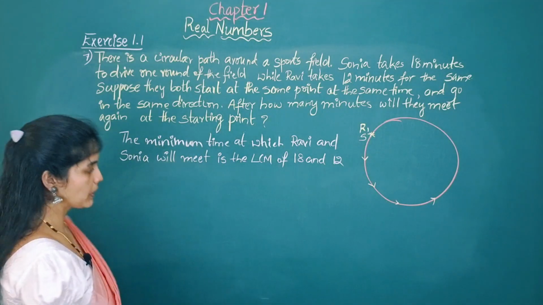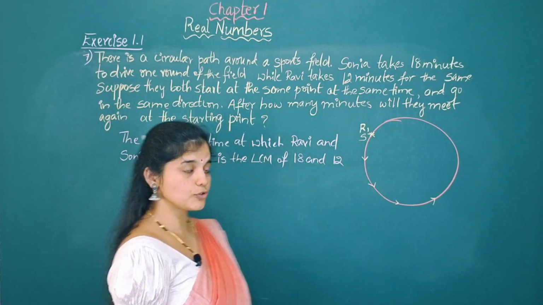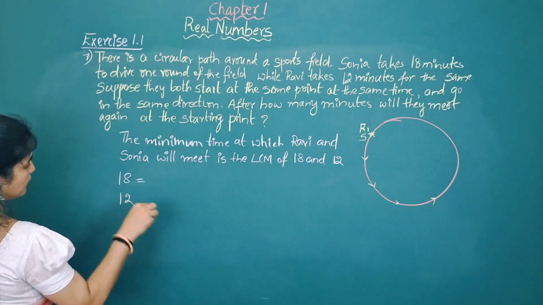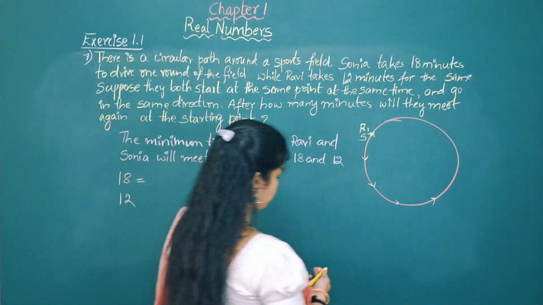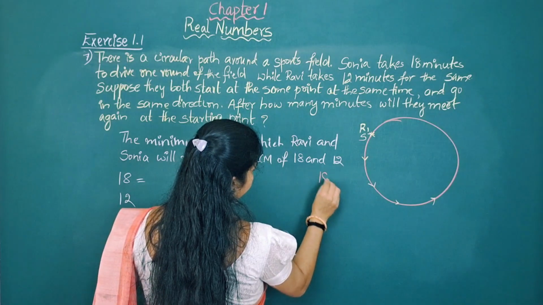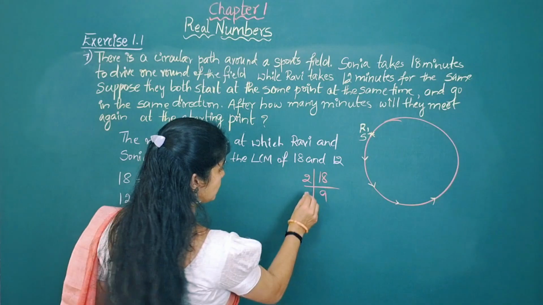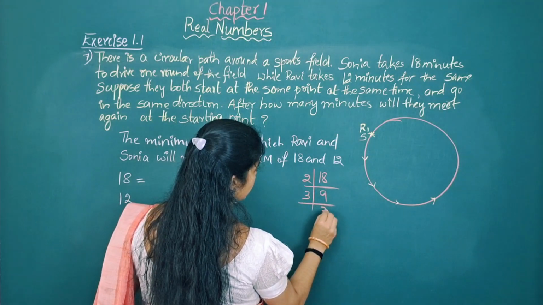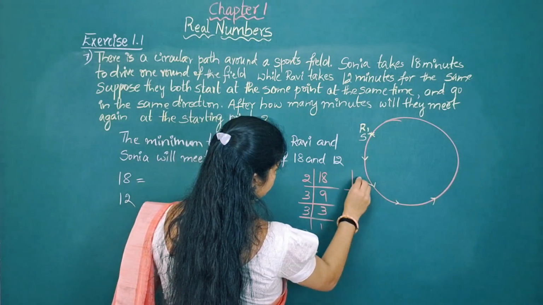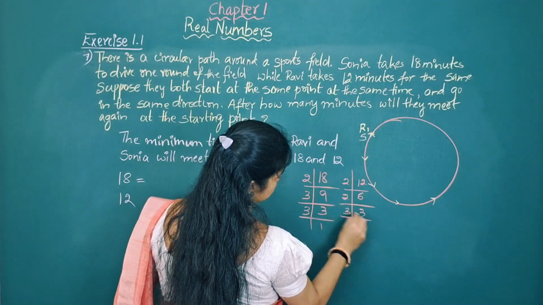So in order to find the LCM, we should prime factorize both 18 and 12. Okay. So let's prime factorize. 18: 2 9s are 18, 3 3s are 9, 3 1s are 3. So let's prime factorize 12: 2 6s are 12, 2 3s are 6, 3 1s are 3.